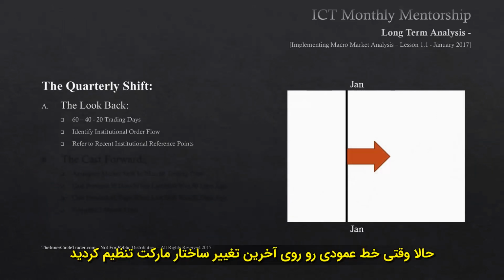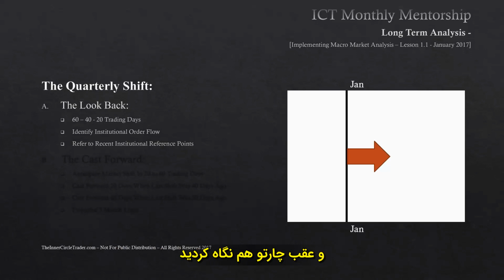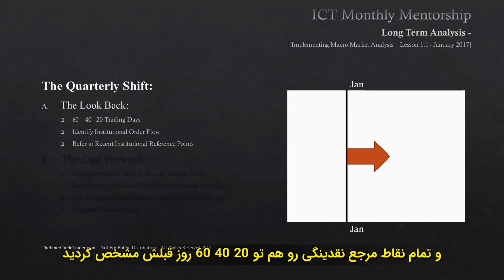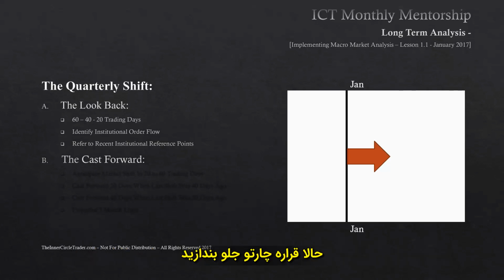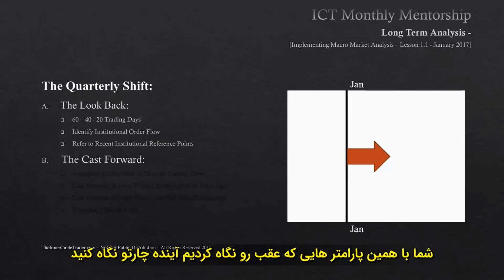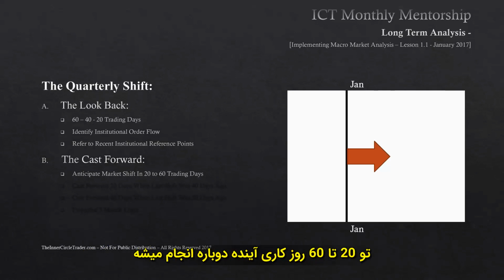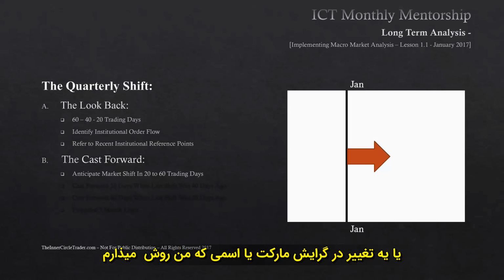Now, once you have your vertical line calibrated to the most recent market structure shift, and you've done the look back and you've defined all of the liquidity reference points on the 60, 40, and 20 last trading days to the left, and you identified institutional order flow and referred to all the recent institutional reference points that we've identified in brief listing, now you're going to be doing the cast forward. The cast forward is when you look ahead with the same parameters we used when we looked back. We're anticipating the next market shift in 20 to 60 trading days. Again, because our belief is the market will have a gyration, a new directional bias, or a shift in sentiment, or as I call it, a quarterly shift.